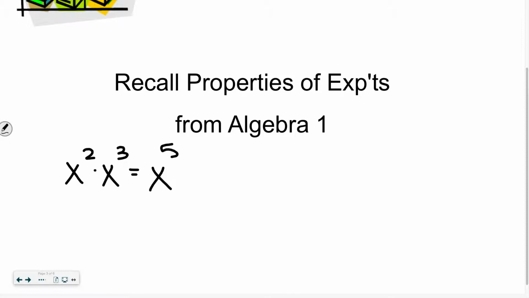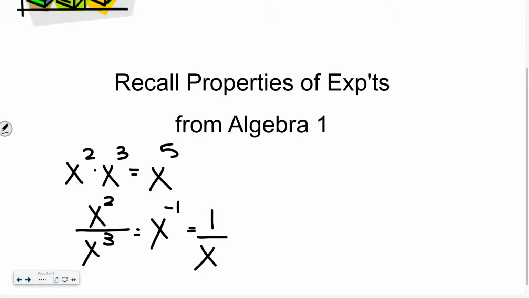What are some other properties you know about? When you divide them, you subtract. So we could either write this as x to the 2 minus 3, which would be x to the negative 1, or what is x to the negative 1? 1 over x. So that's another property of exponents. If you have a negative exponent, it flips what it touches, so the x moves to the bottom. And we have a placeholder 1.